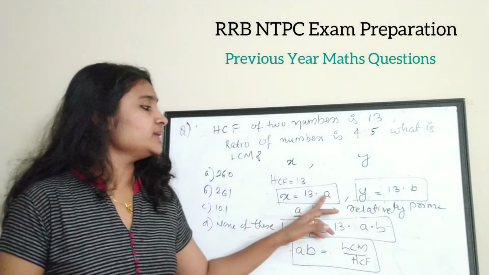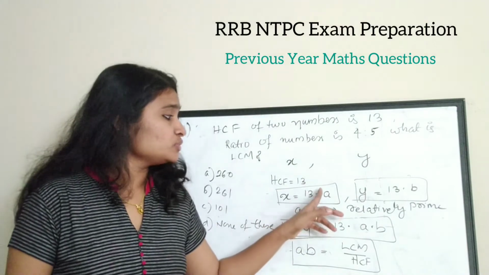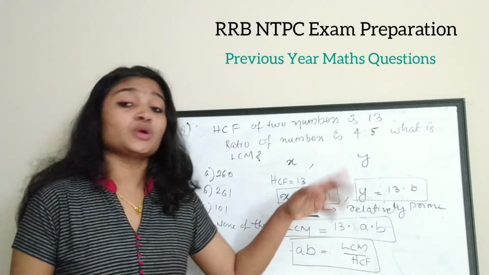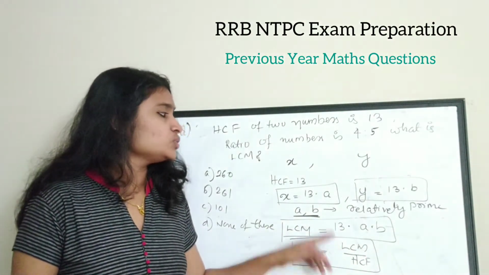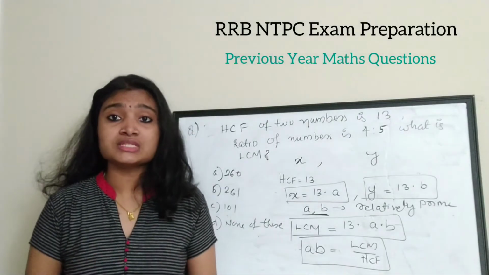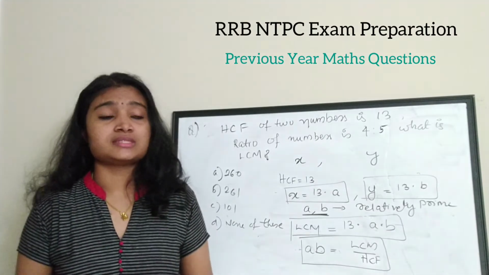So if you take the A and B as two relatively prime numbers, and if you have to find the product of A and B, then AB will be equal to the LCM of the two numbers, that is X and Y, by the HCF. So these two things you have to keep in mind. Now if you know this much, you can answer this question.